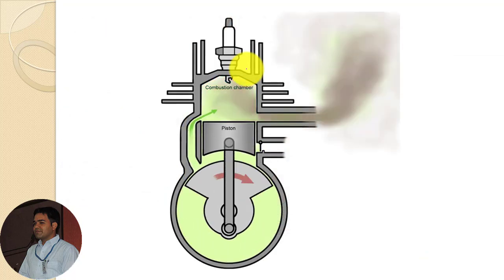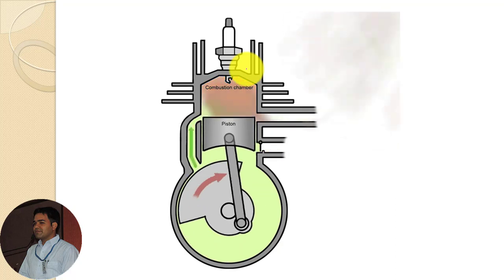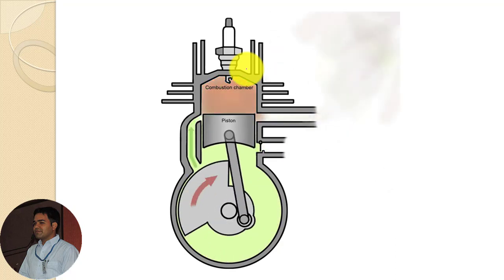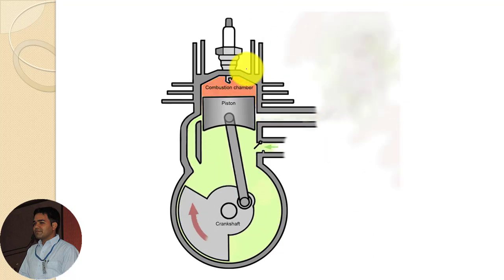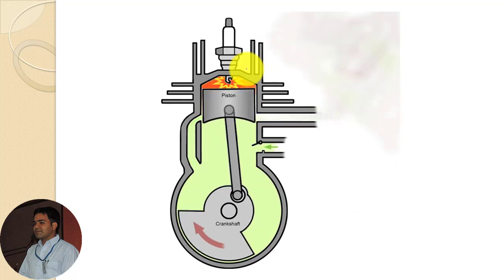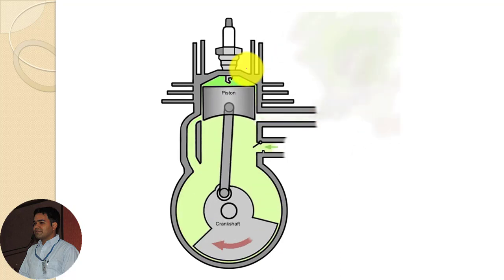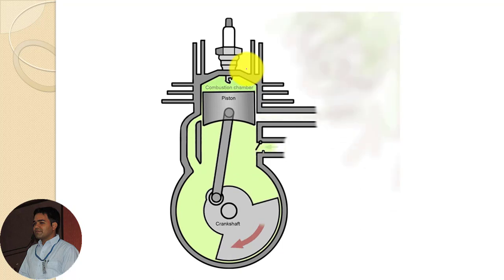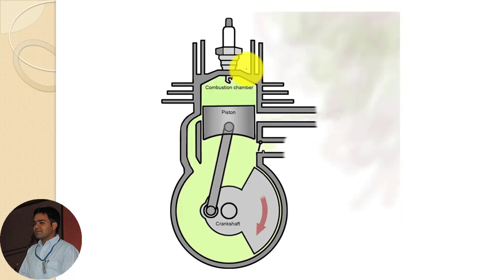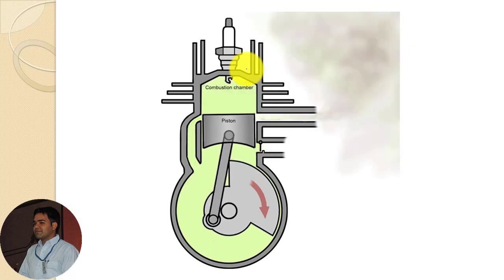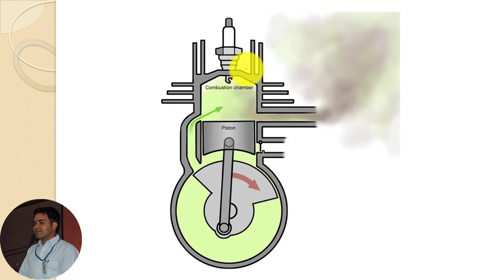You can observe all these processes in a better manner in this animated figure. Okay. Just try to observe the piston's movement and simultaneously occurring processes. Okay. Suction and compression occur simultaneously, and expansion and exhaust occur simultaneously. This transfer port helps to transfer the charge from the crankcase to the combustion chamber.